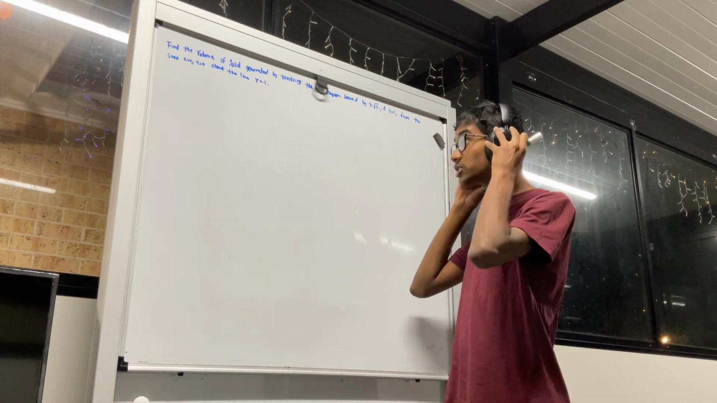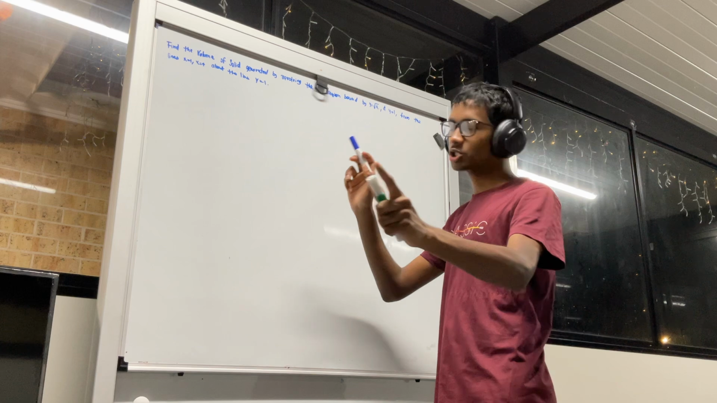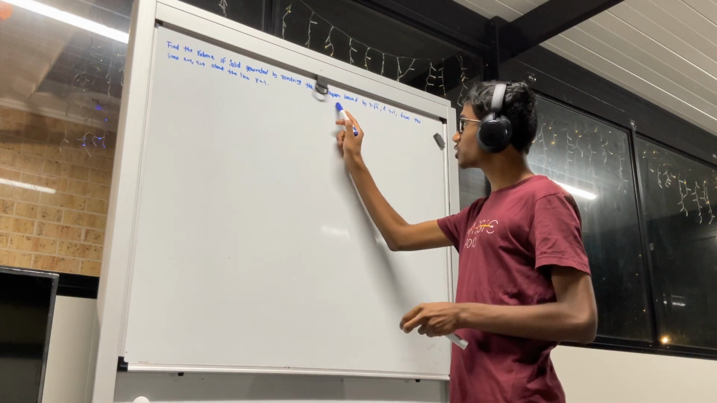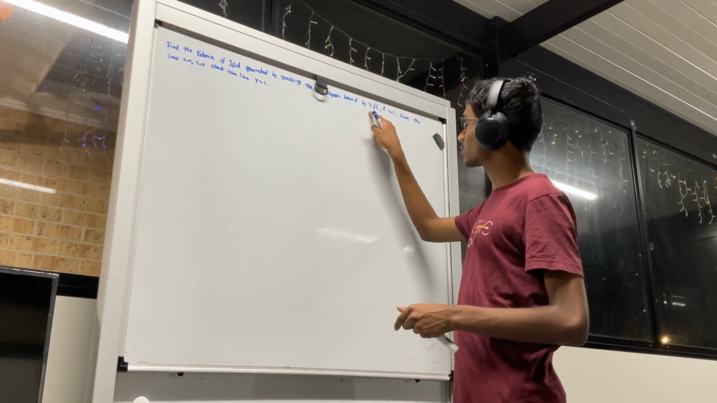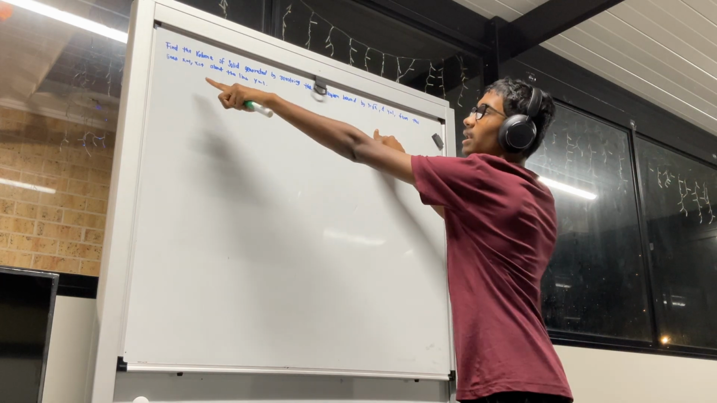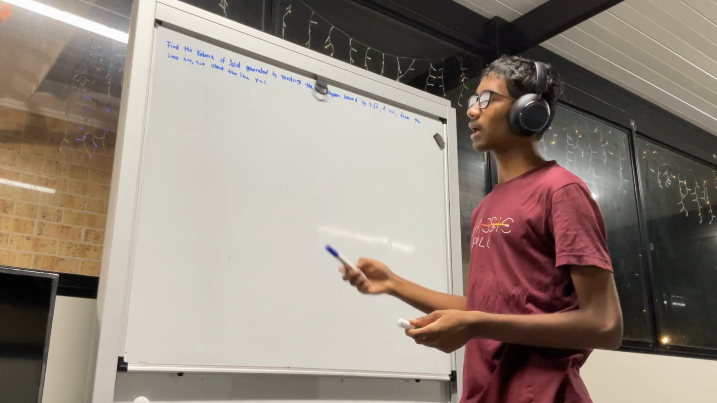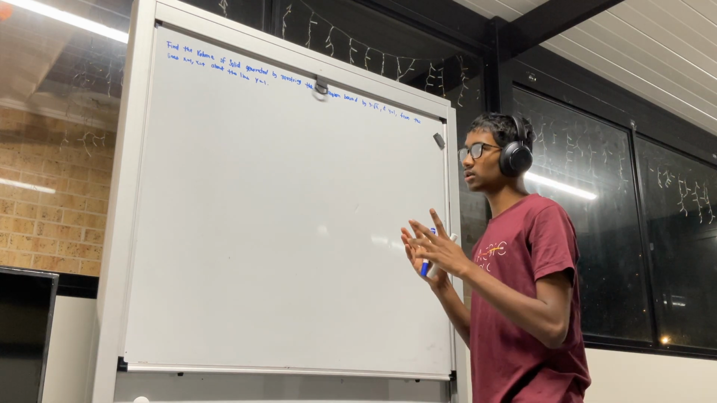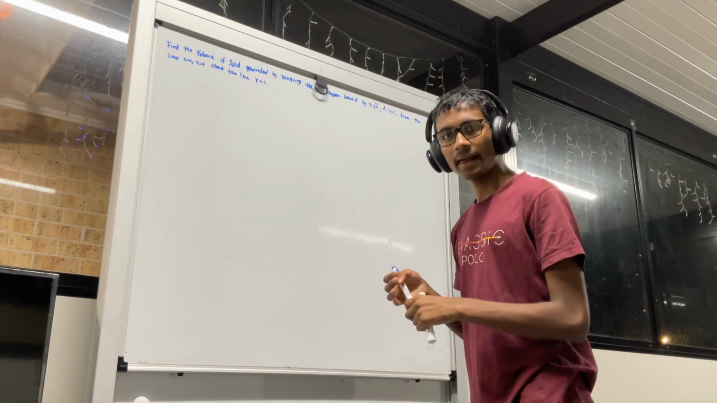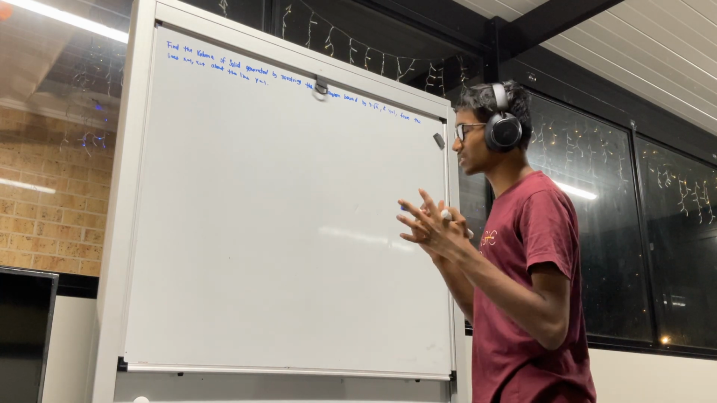So, the question as you read it is: find the volume of the solid generated by revolving the region bound by y equals square root x, y equals 1, from the lines x equals 1 and x equals 4, about the line y equals 1. So, there's a lot of words there, and it might get confusing at the start, but we need to break this down step by step.